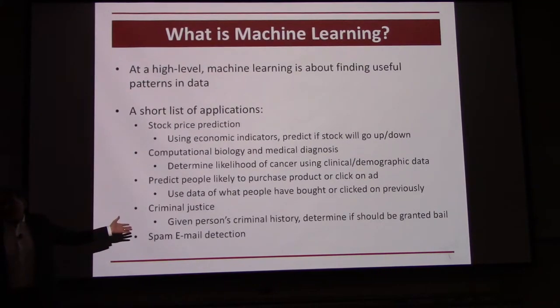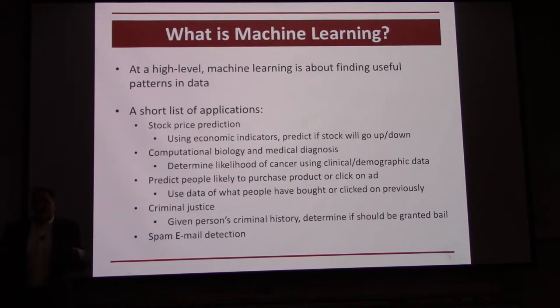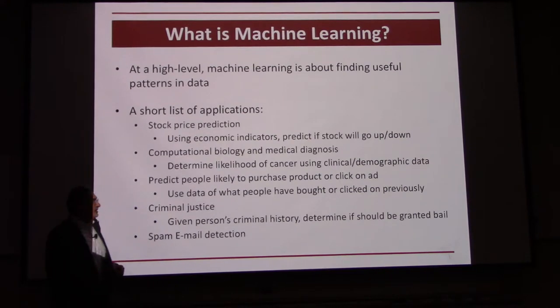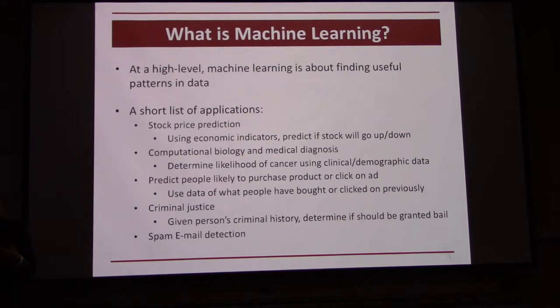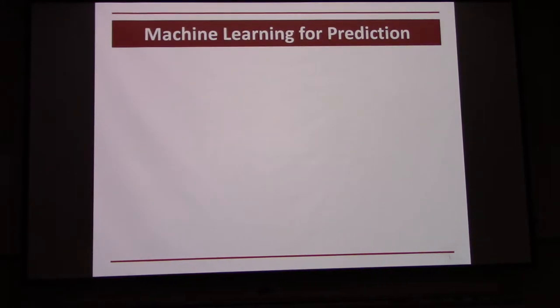Criminal justice is an area many people may not know about, but algorithms exist. As a matter of fact, in California, we just passed a bill, SB 10, that got rid of the cash bail system to replace it with algorithms. And that's one of the things we'll take a deep dive on. But basically, given a person's criminal history, can we determine if they should be granted bail or not based on a machine learning system? And in case you didn't know, for many years, your email has been filtered for spam using machine learning. So it's impacted your life in many ways, whether or not you knew about it or not.